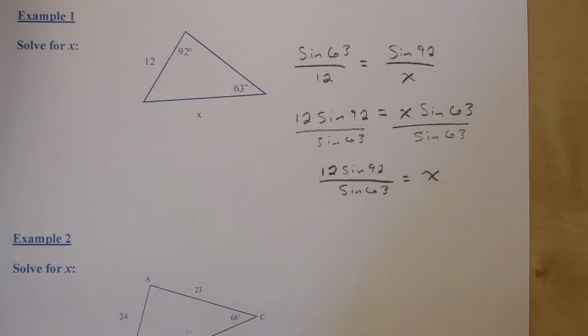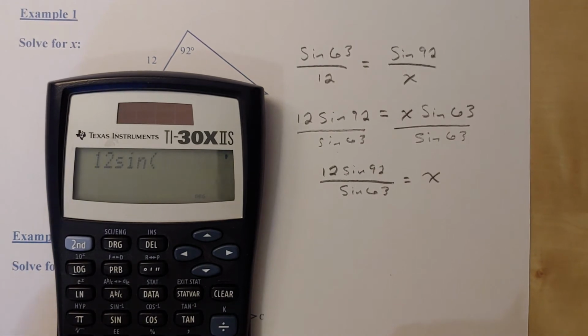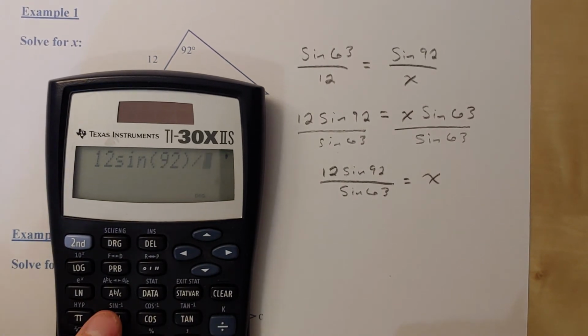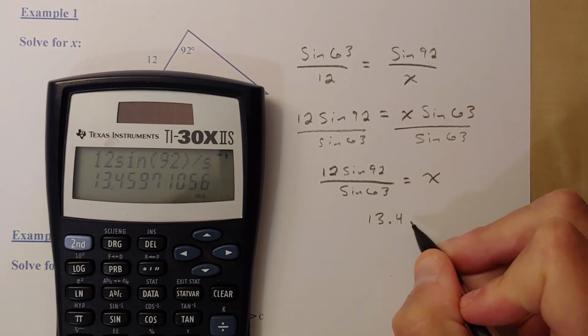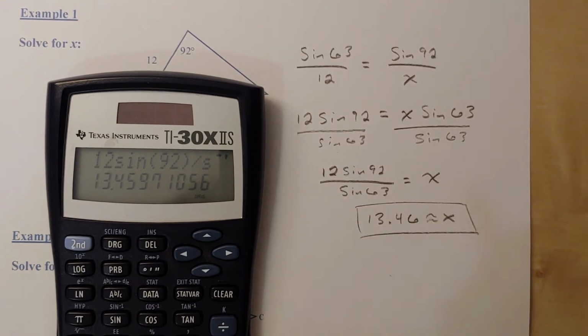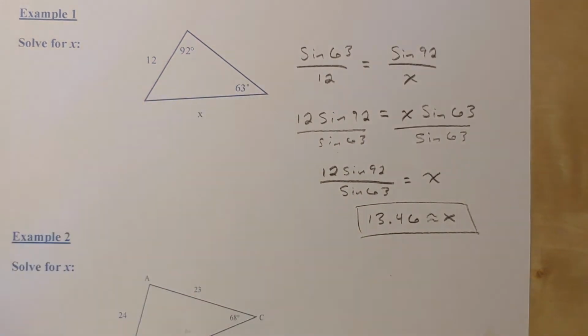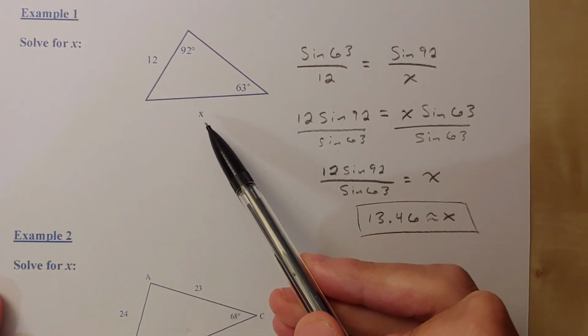At this point, we're going to have to grab the old calculator and type this in. So we'll do 12 times the sine of 92 divided by the sine of 63. And we get 13.46. The law of sines. It's really nice, and it's fast, actually. So here we had two angles and a side, and we solved for a missing side.